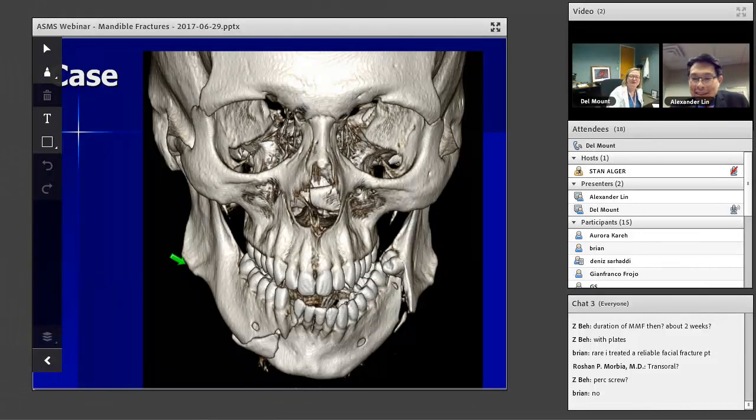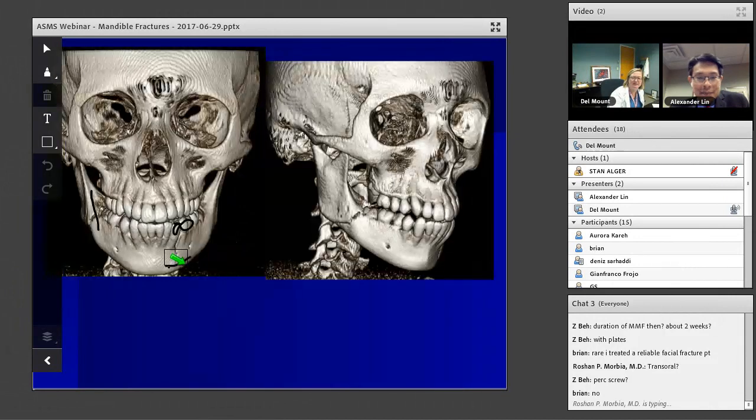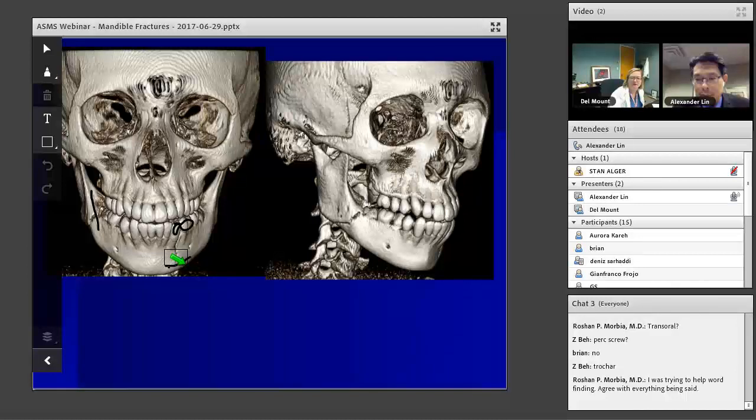So, Roshan, when you said transoral, do you mean with a buccal trocar? I hate making resident incisions. I think they're ugly, so I try to do as much as I can through an intraoral incision with just a small transbuccal stab. Percutaneous screw. See, explain that one. Oh, it's right there, yeah.